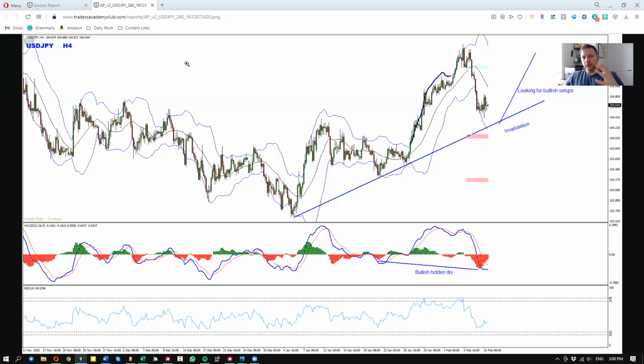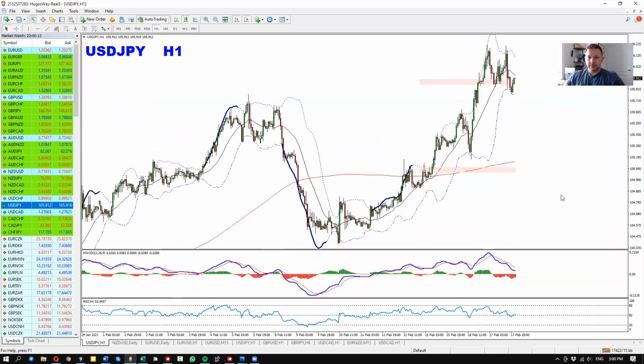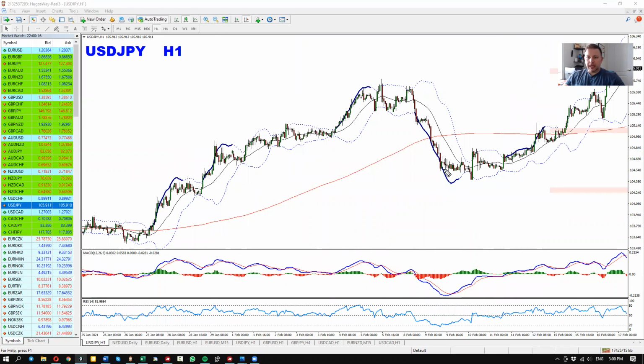I personally love to verify that on the lower time frame. So in that case, let's take a look at the lower time frame. And what do we have? Here we are, right here. I want to make sure that at the end of the correction, we're switching to the upside. How? First of all, by having a bullish divergence.